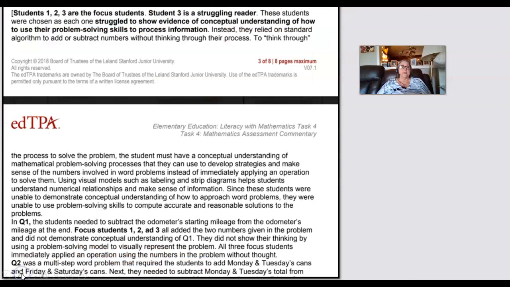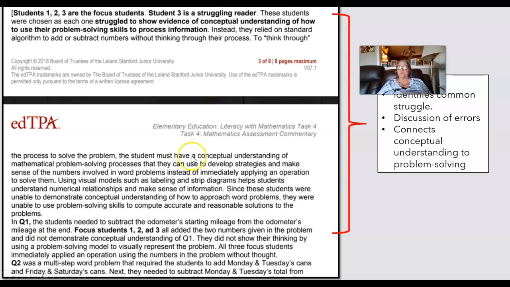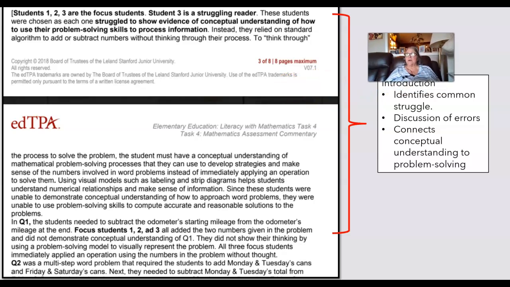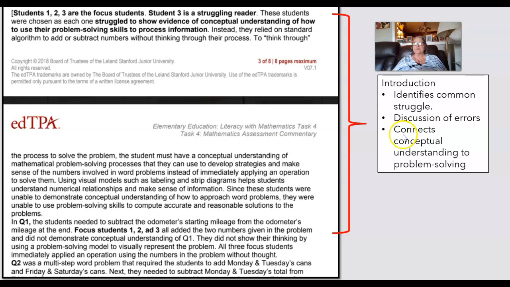Now, here's Nikki's work. And Nikki is so awesome to let me use her stuff. Thank you, Nikki. You can see she didn't follow, I didn't have all this when she was writing hers. And it was interesting because I went and looked at what she did after I had come up with these outlines. But she did basically what I described. She started out with an introduction where she identified the common struggle. She discussed the errors. She connected conceptual understanding to problem solving. You can see she's very clear about talking about the struggle and the evidence.